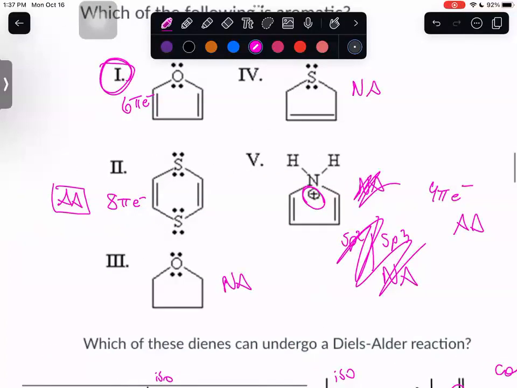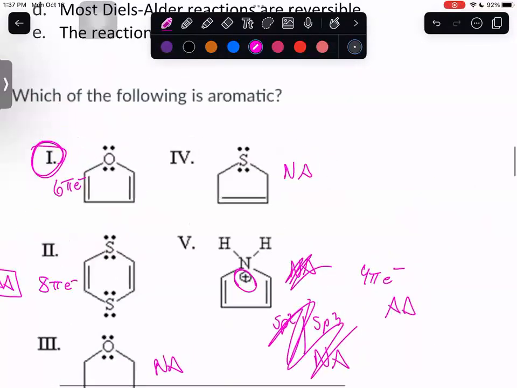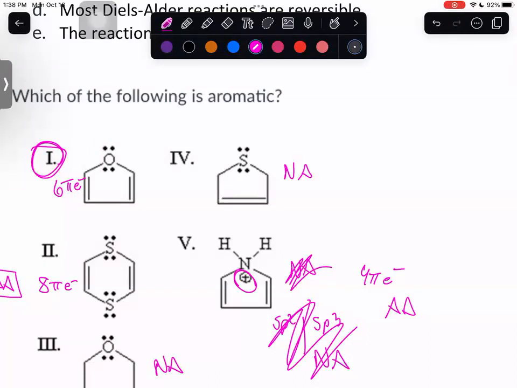So 3 is non-aromatic because it's not fully conjugated. And then same process with molecule 4. Those 2 carbons on the top, those guys are sp3, so it's not fully conjugated. Can we draw them out? Yes.